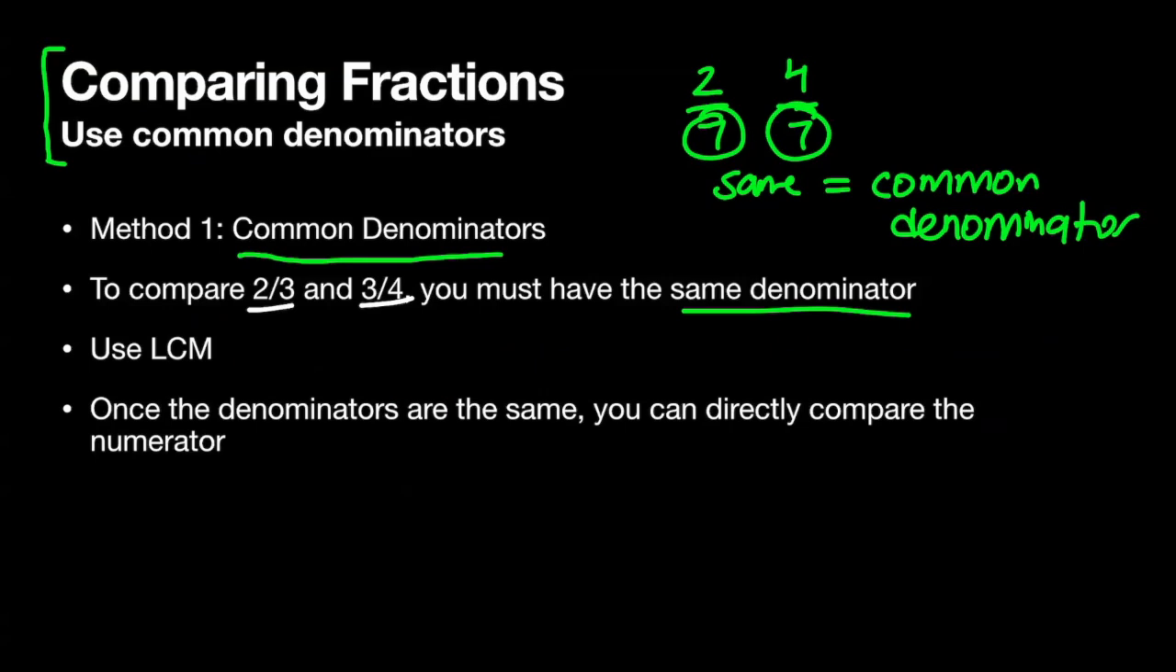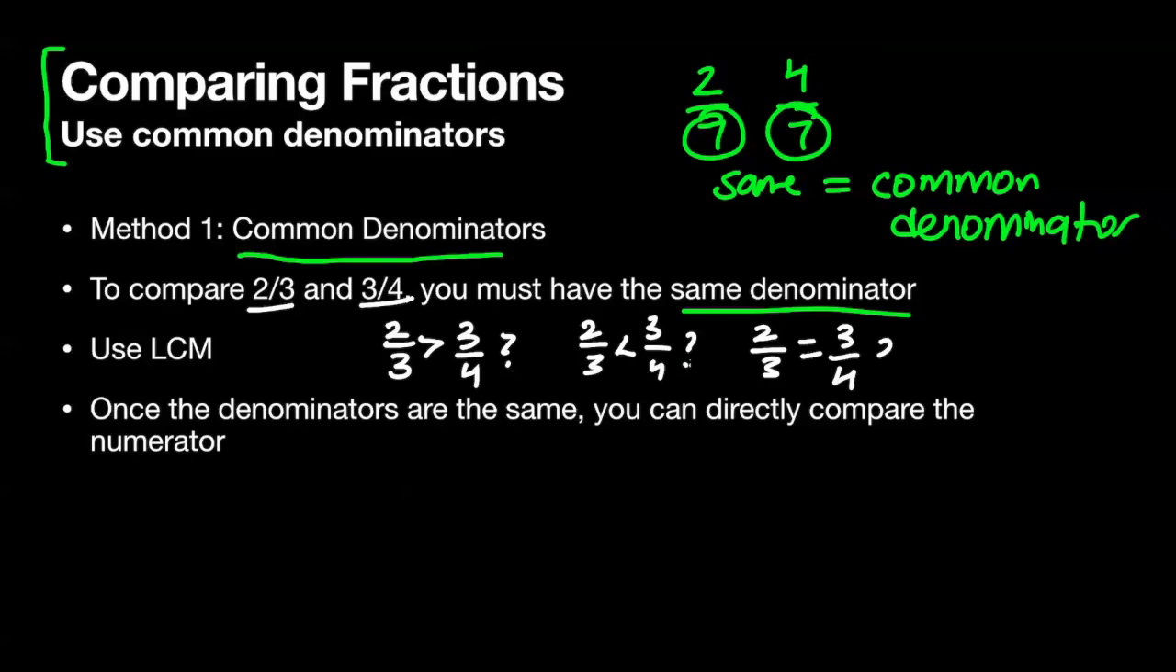For example, what we're trying to do here is we have two fractions. We have 2 by 3 and we have 3 by 4. We want to see, is 2 by 3 greater than 3 by 4? Is 2 by 3 less than 3 by 4? Or is 2 by 3 equal to 3 by 4? Well, we won't know until we find the common denominator.